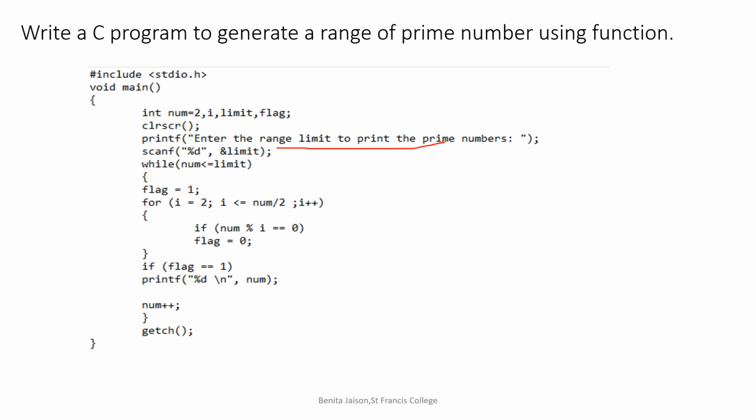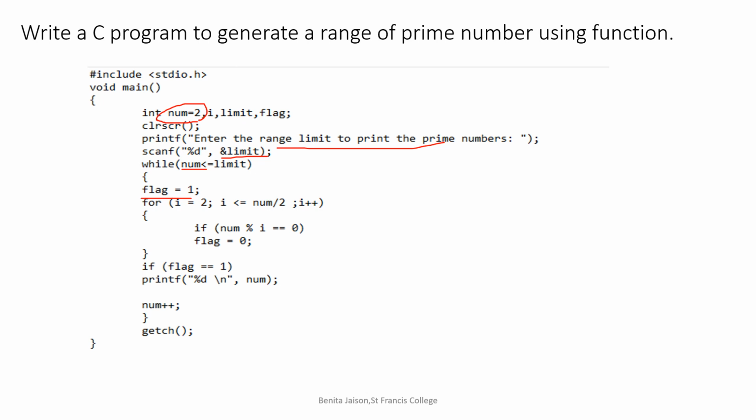So we are getting it in a variable called limit, or you can get it in a variable called n, no problem. While number, so we know that 1 is neither prime nor composite, so we are checking only from number 2. So we are initializing the variable called num to 2, and we are setting the flag variable as 1.